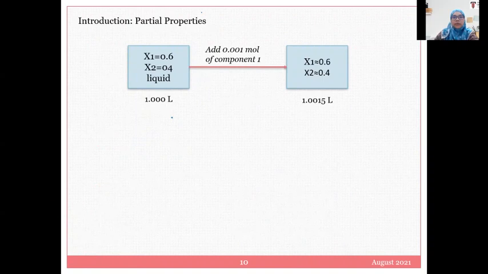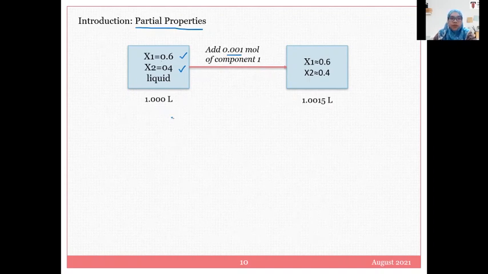Let's take a look at an example of the partial properties. This system consists of liquid phase with two components. The composition of component 1 is given as 0.6, and the second component is 0.4. The volume of the system is initially 1 liter, and the final volume is 1.0015 liter once we added a small amount of compound 1 into the system.